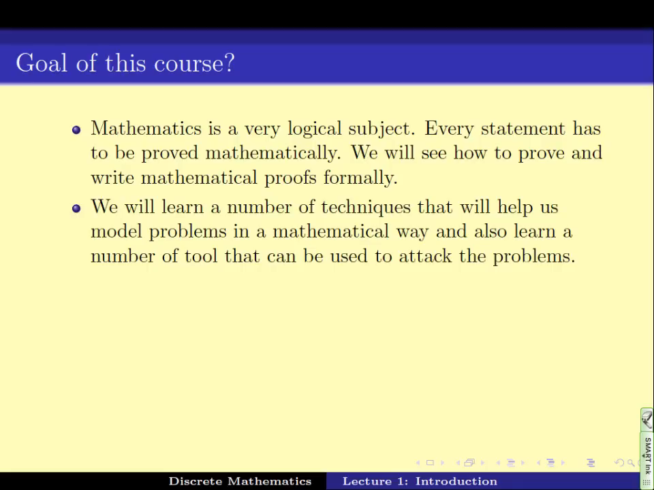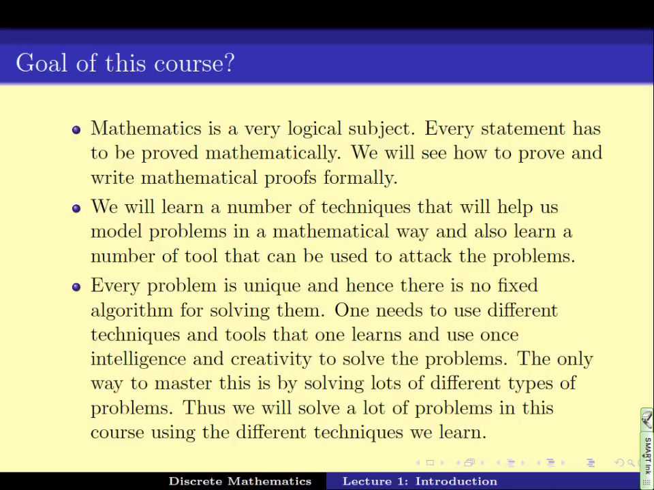We will learn techniques that will help us model problems in a mathematical way, and also learn a number of tools that can be used to attack the problems. Now, having said all this, one should realize that every problem in mathematics is a unique problem, and hence every problem demands a new creative idea. We will be teaching you a number of tools and techniques to handle these problems, but at the end of the day, for solving individual problems, you will need to understand how to apply these tools and techniques to that specific problem.